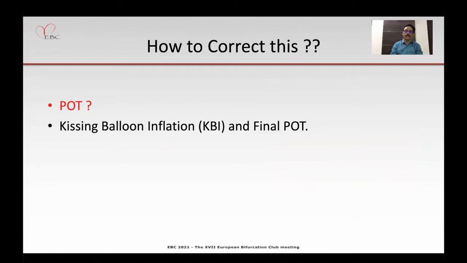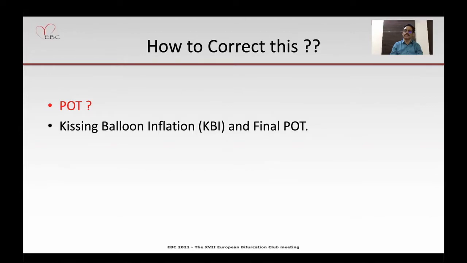So for us to properly correct the malapposition, the POT should be a distal POT. So the left main balloon, which is a 4 millimeter diameter balloon, should be put into the LAD also and dilated there. That would result in the shifting of the carina into the LCX ostium and jailing of the LCX ostium, and also distortion of the stent across the ostium of the LCX. The other option is to do a kissing balloon inflation followed by final POT.